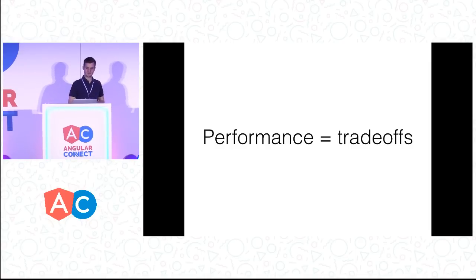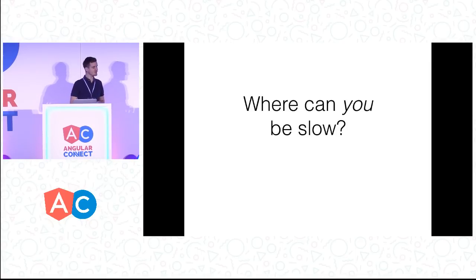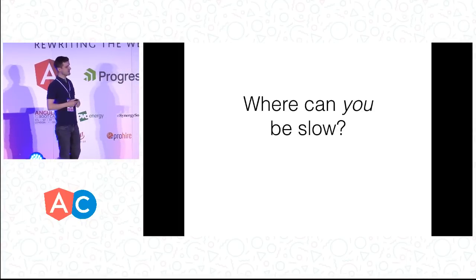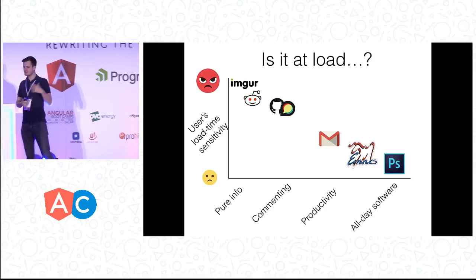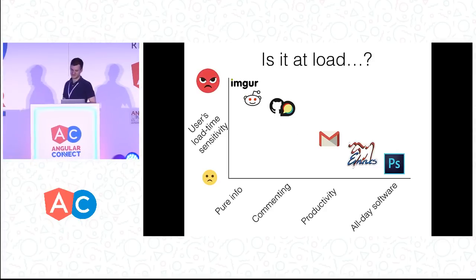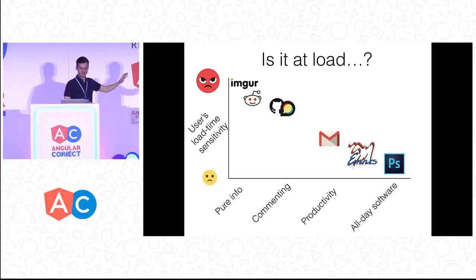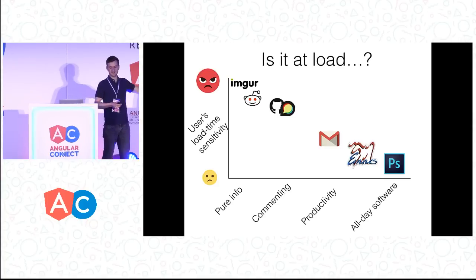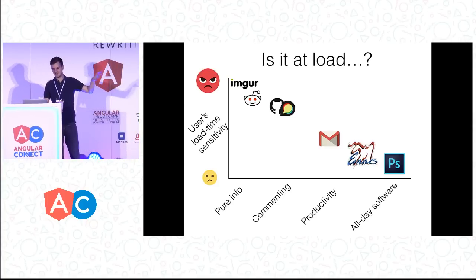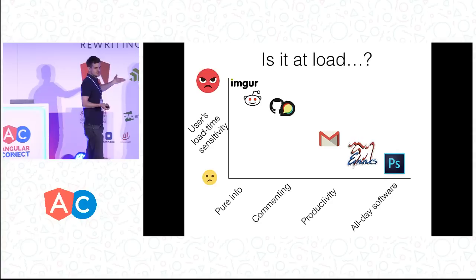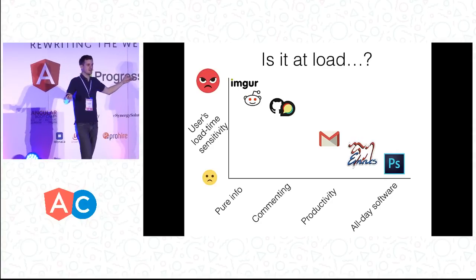Performance is all about the trade-offs. And one of the most surprising things for me about Discourse is how badly its solution and its problem match. You need to think about where you can be slow, because obviously doing all these clever optimizations is non-free as well. You need to think about what your application is. A pure information app, like a Reddit or an Imgur, needs to be fast to load. Whereas something like Photoshop or Emacs, which you're sitting around in all day, can have a really long load time. No one's going to care. It amortizes over the entire day.